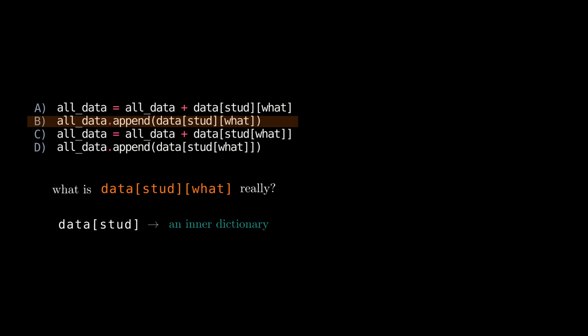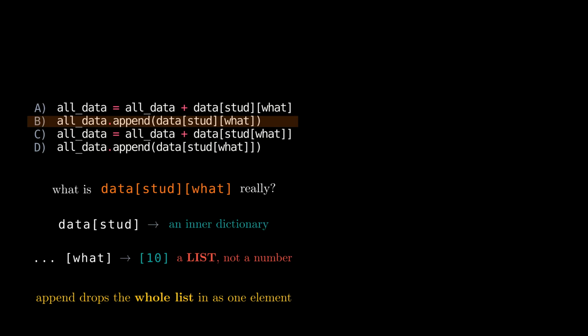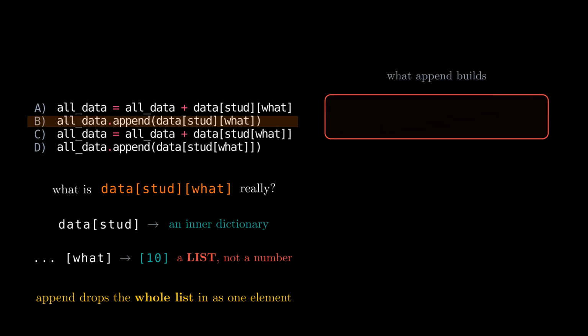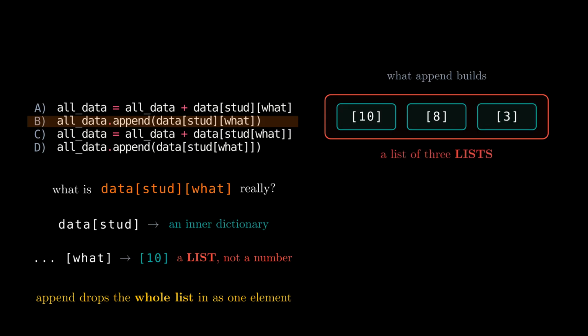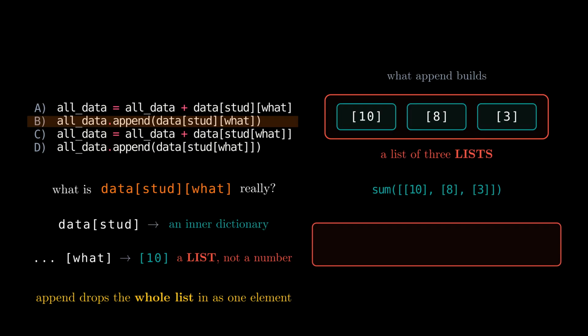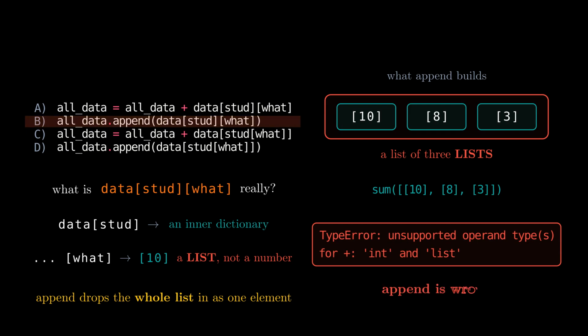Indexing myD by a student gives that student's inner dictionary. Indexing that by MQ gives a list, not a number. Append doesn't spill a list's elements in, it drops the whole list in as a single element. So all_data becomes a list of 3 lists: the list containing 10, the list containing 8, and the list containing 3. Then sum tries to add those lists onto a running integer total, and Python crashes with a type error: unsupported operand types for plus, an integer and a list.